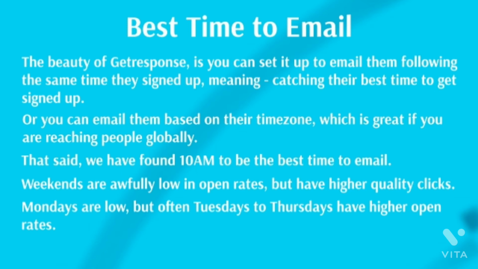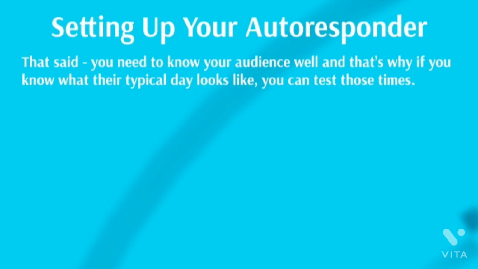Now, if you want, you can go to Google and type in the best time to email your audience in a specific niche, and you might actually get that data. Because a lot of the email autoresponder services out there will actually collect this data and provide that to you.